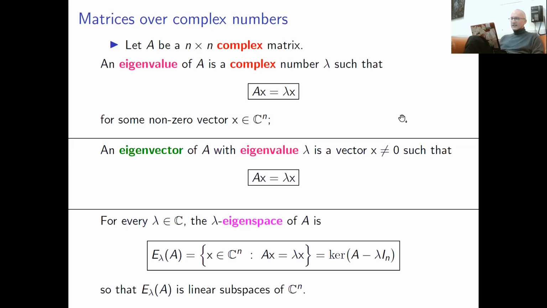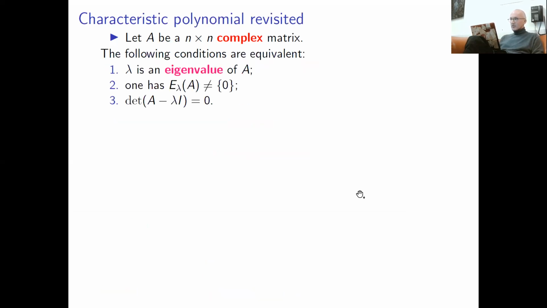Okay, and then we can define eigenspace in the same way. Take any complex number lambda. By definition, the lambda eigenspace of A is just the kernel of the matrix A minus lambda I. This is a linear subspace, because the kernel of any matrix is a linear subspace. And of course its dimension is called the geometric multiplicity of lambda, as we will see soon.